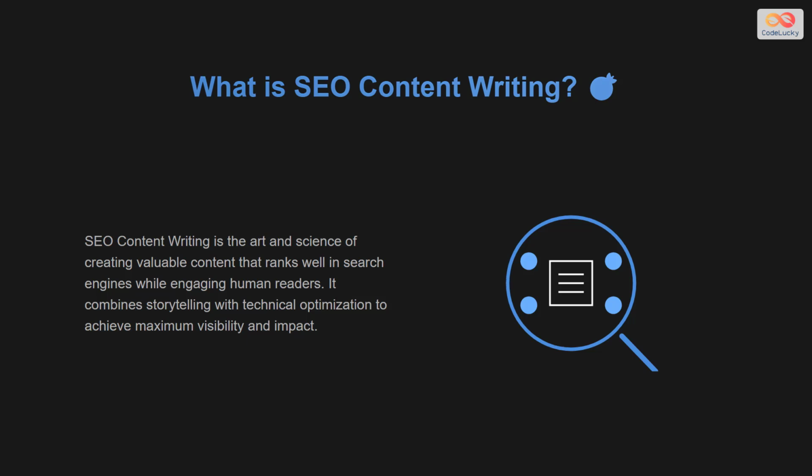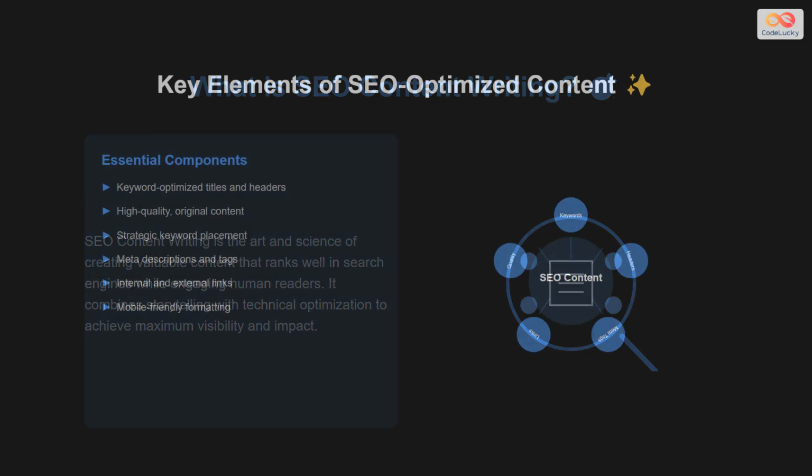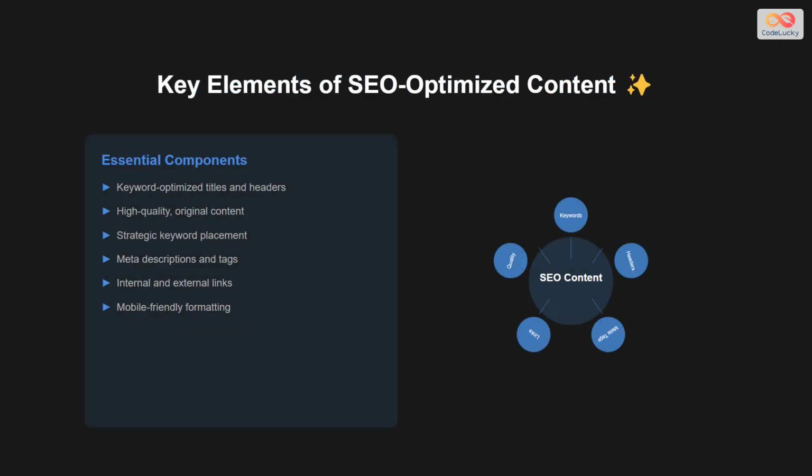Search engine optimization content writing is the art and science of creating valuable content that ranks well in search engines, while engaging human readers. It combines storytelling with technical optimization to achieve maximum visibility and impact. The essential components of search engine optimized content include keyword-optimized titles and headers, high-quality original content, strategic keyword placement, meta descriptions and tags, internal and external links, and mobile-friendly formatting.